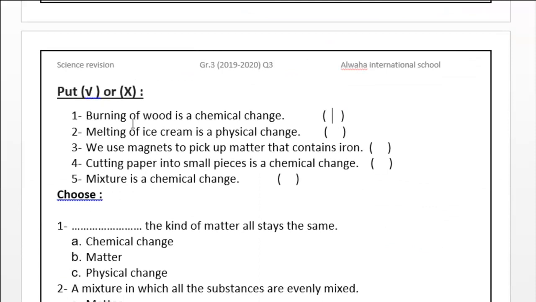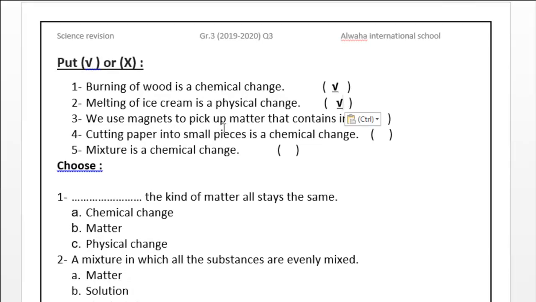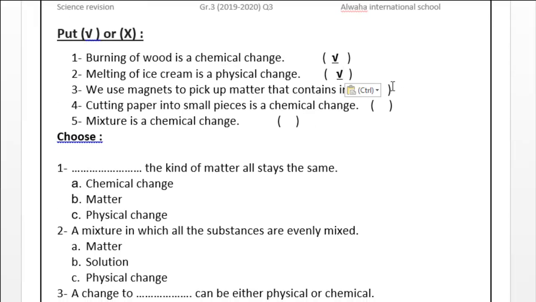Put true or false. Burning of food is a chemical change. This is true. Melting of ice cream is a physical change. That's right, melting is a physical change. Melting, freezing, condensation, and evaporation are all called physical change. We use magnets to pick up matter that contains iron. Yes, that's right, so it will be true.